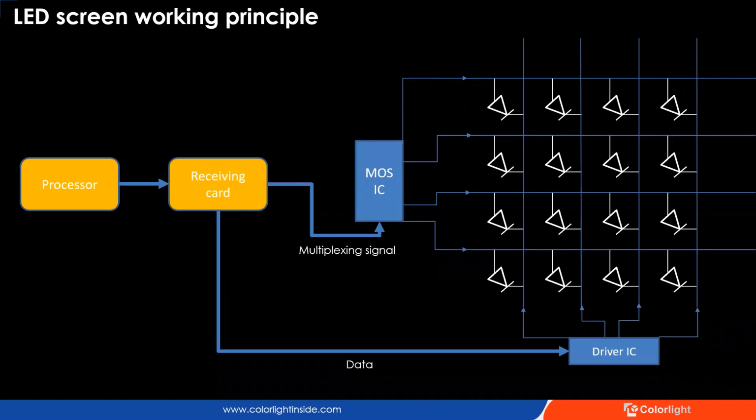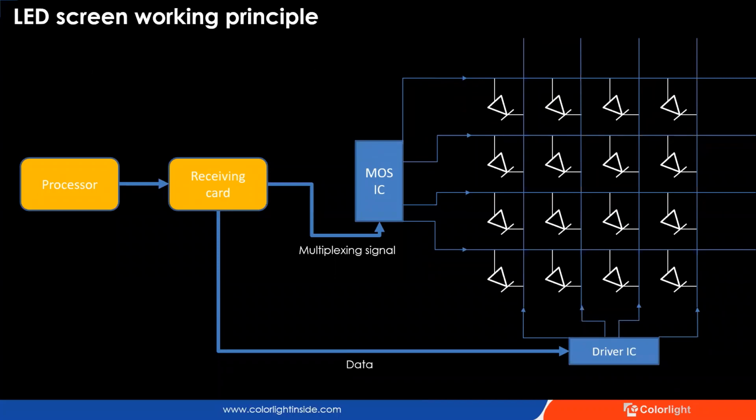In this example, the LED screen is represented as a 4x4 LED matrix. Each one of these LEDs in the matrix is represented by an LED symbol, this triangular thing. In order to understand how to work with one of these, we need to know a little bit about how an LED works. An LED is basically a one-way valve for the current. In other words, it only allows current to flow from the anode to the cathode, doing so to emit light.